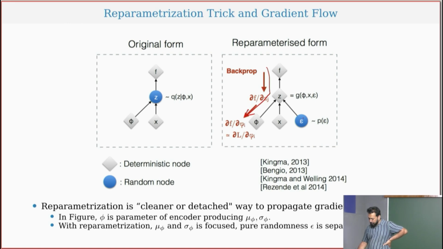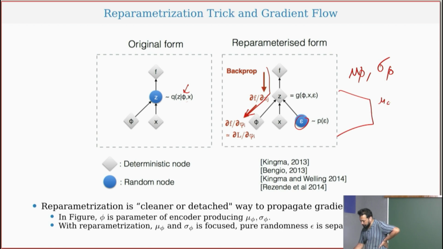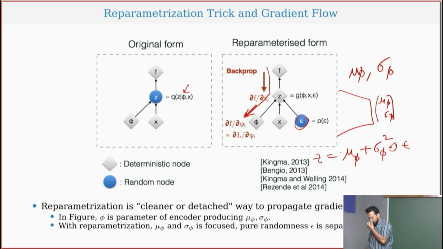Now this randomness epsilon is completely separated out. Remember, here I took a figure from outside, so the notation differs, and the parameter is phi only. So this is what the encoder produces, right? Mu phi and sigma phi. With the reparameterization trick, what we have done is that the epsilon is now separate, and we have sigma phi times epsilon plus mu phi. So now our samples are like this. Now I have a clear visibility of how the gradient goes through.